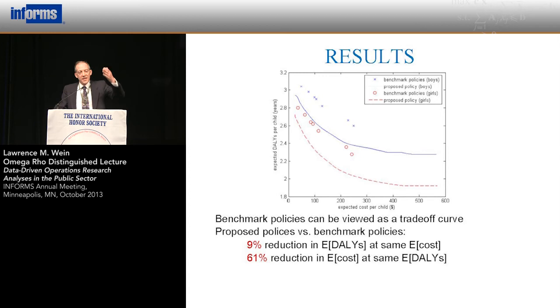And so what are the reductions? If we move down vertically and say, for the same cost, how much can we reduce childhood deaths? It's a 9% reduction. If we go horizontally and say, for the same health outcomes, how much cheaper can we do it? We can do it 61% cheaper.